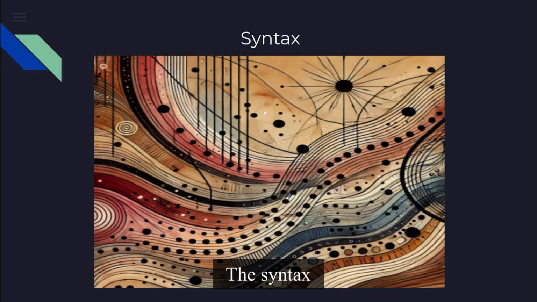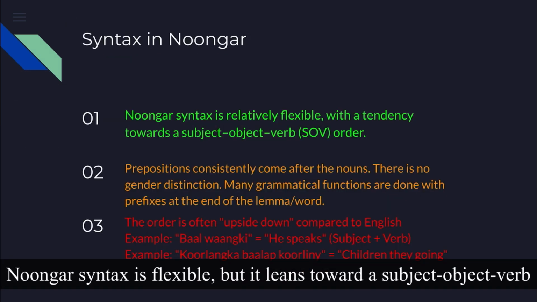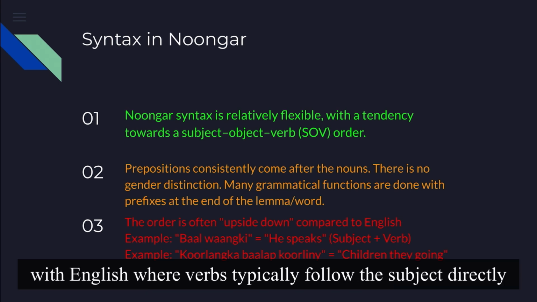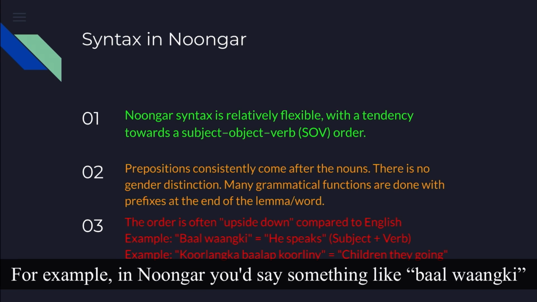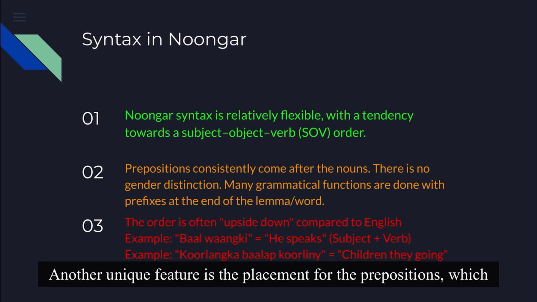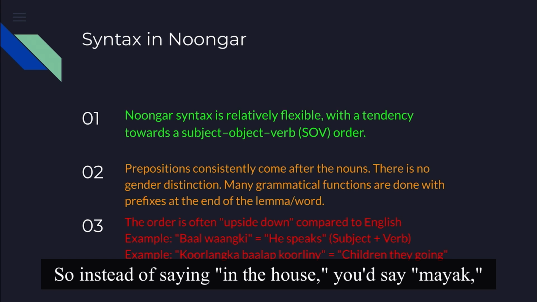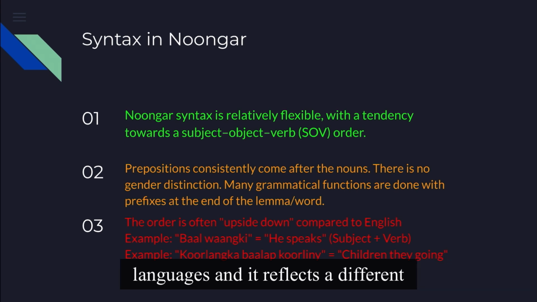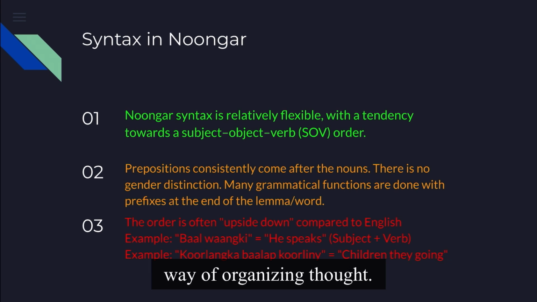The syntax. Noongar syntax is flexible, but it leans toward a subject-object-verb order. The structure contrasts with English, where verbs typically follow the subject directly. For example, in Noongar, you'd say something like Balwanki, meaning he speaks, where the verb comes at the end of the sentence. Another unique feature is the placement of prepositions, which come after nouns. So instead of saying in the house, you'd say Mayak, literally house in. This postpositional structure is common in Australian languages, and it reflects a different way of organizing thought.